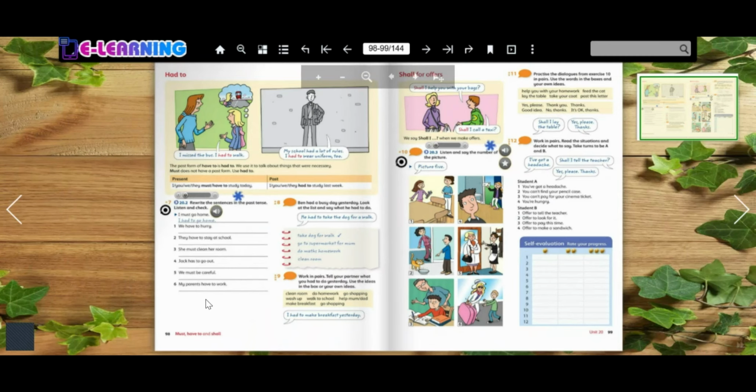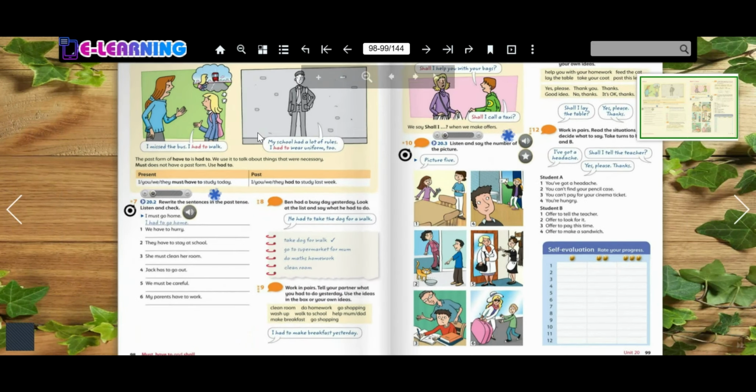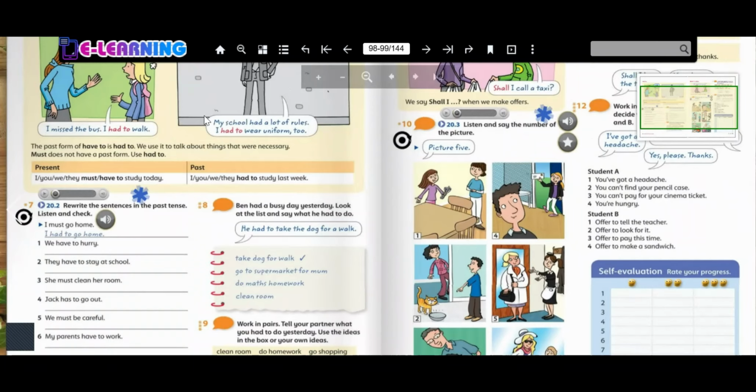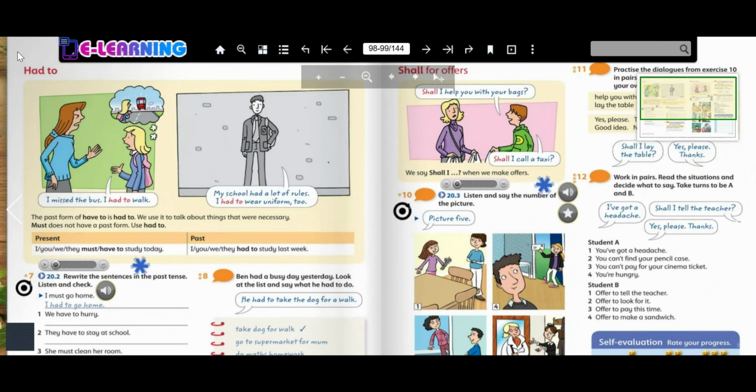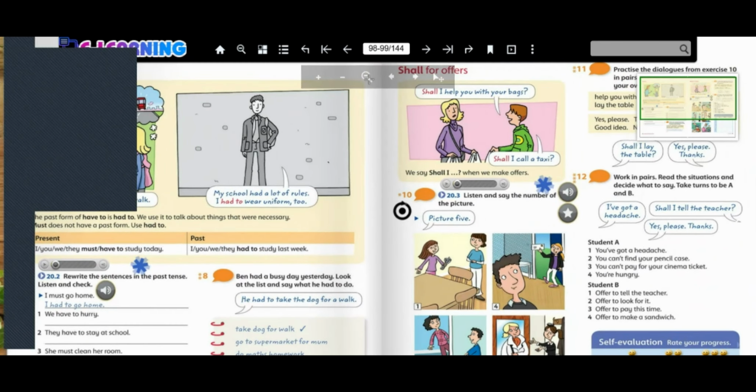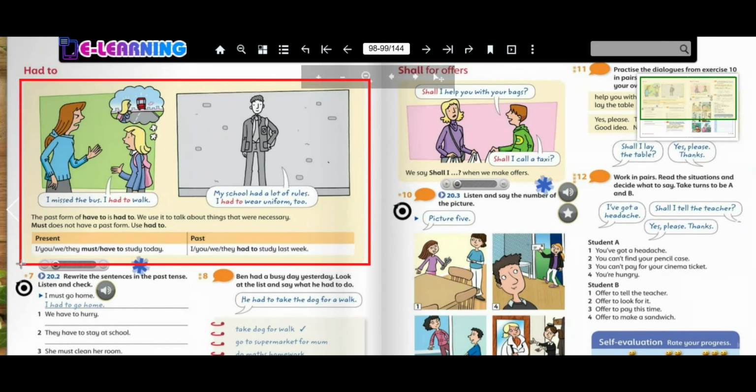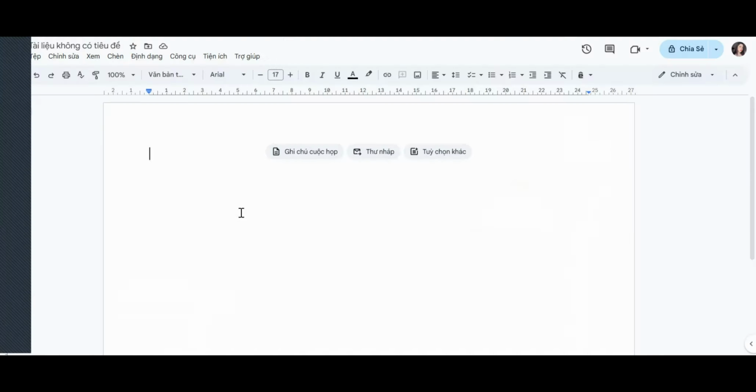Hello, can you open your grammar book, page 98? Page 98. All right, we have had to, right? So I want you to read the orange box first, this box, and then answer my questions, okay? You can pause the video if you want to. All right, now answer my questions, please.